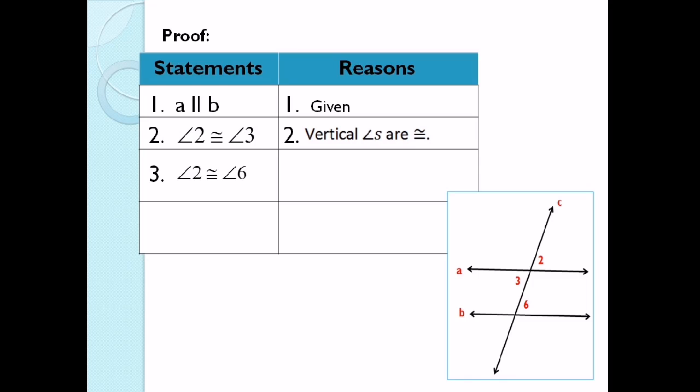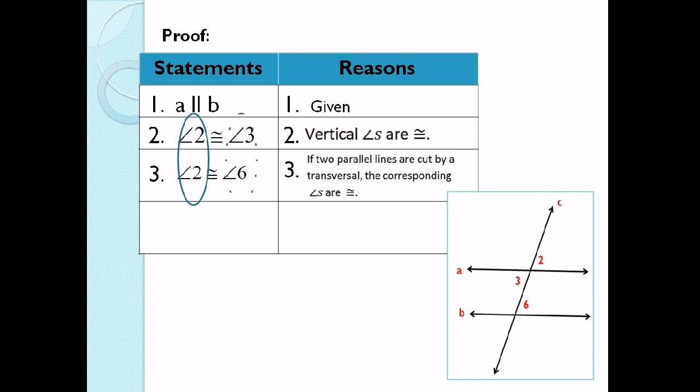They are corresponding angles. And according to the postulate, if two parallel lines are cut by a transversal, the corresponding angles are congruent. So ngayon sinabi natin si angle 2 ay congruent kay angle 3, si angle 2 ay congruent kay angle 6. For our statement 4, yung ating ipo-prove, is angle 3 congruent to angle 6? Pwede tayo mag-base sa second at third statement.